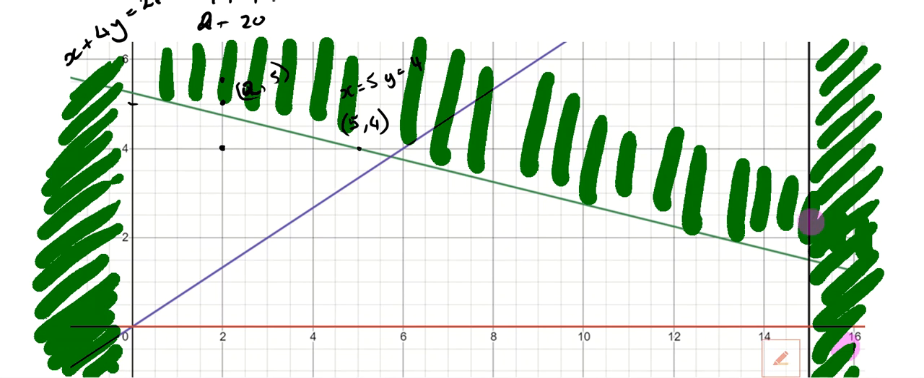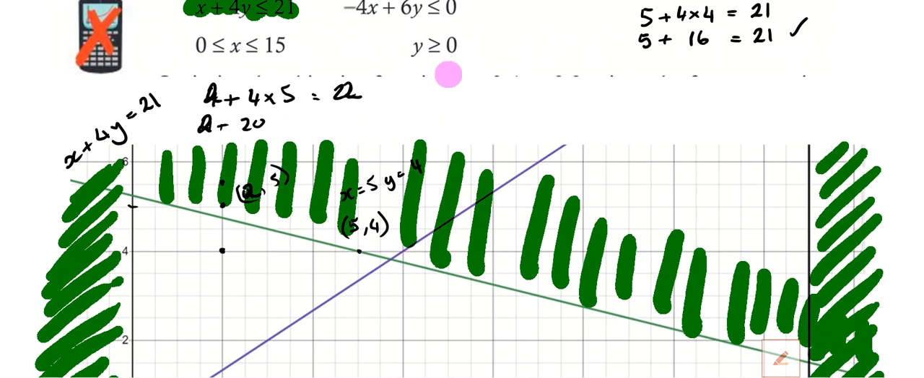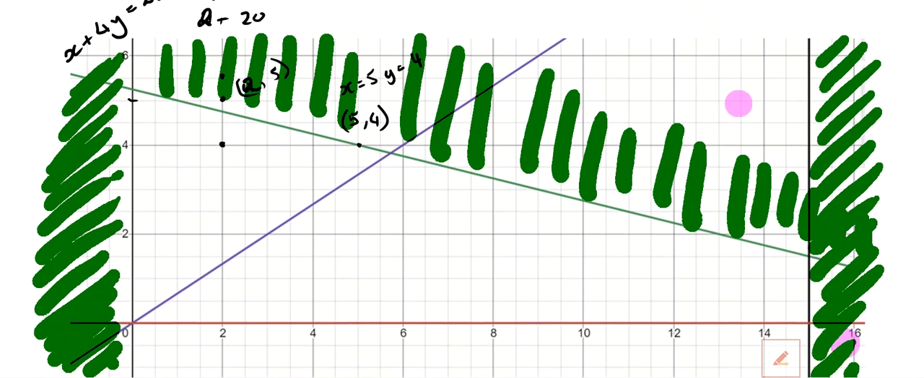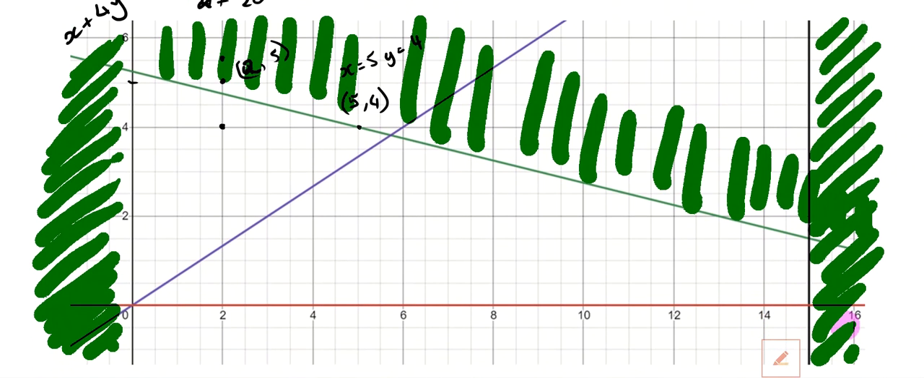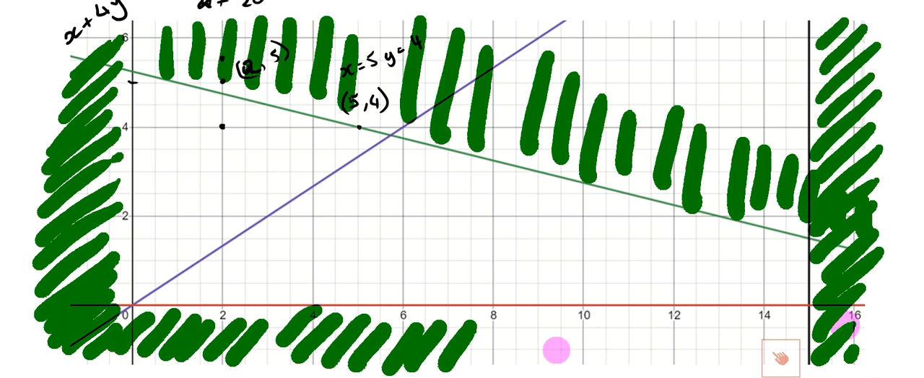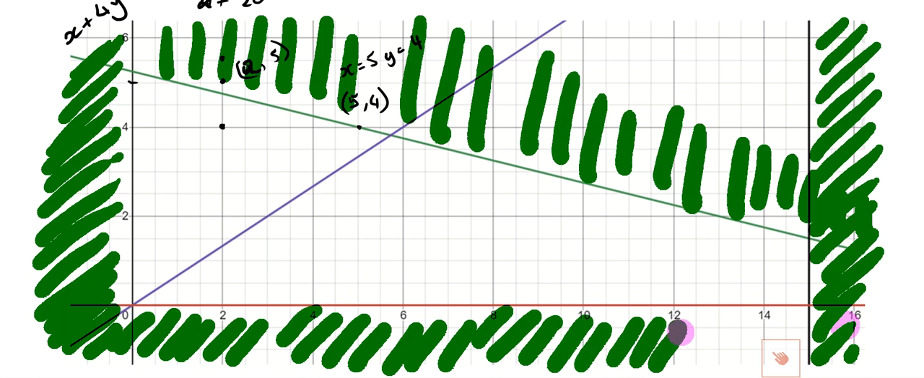The next easy one is y has to be greater than 0. Which line is for that? The red one. So if we've got to be greater, we've got to be above it. So shading this in, we've got 2 possible regions left.